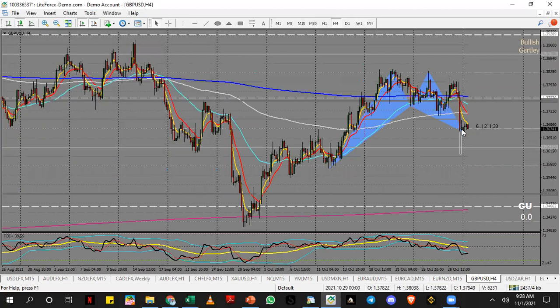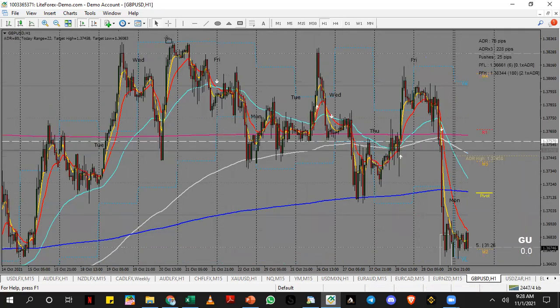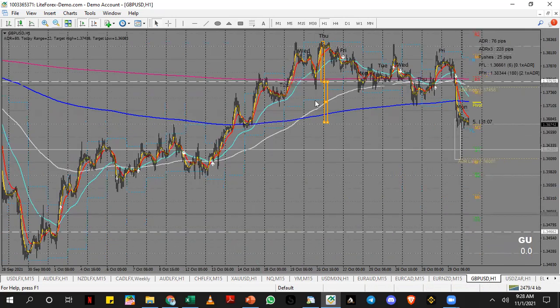So the harmonic pattern here suggests a stop hunt high drop, simply because we are still on a downtrend. So ADR is 76. Or 80. So I've completed 2 ADR. Now going for a third.